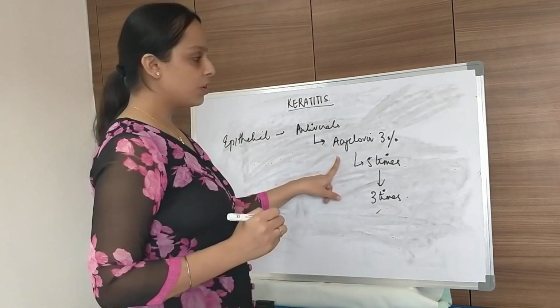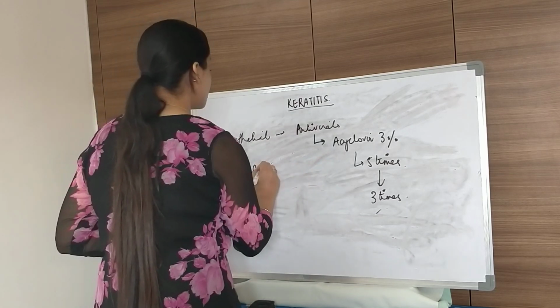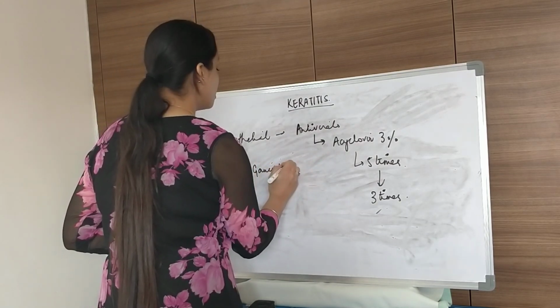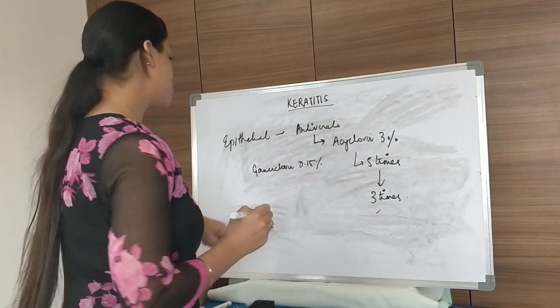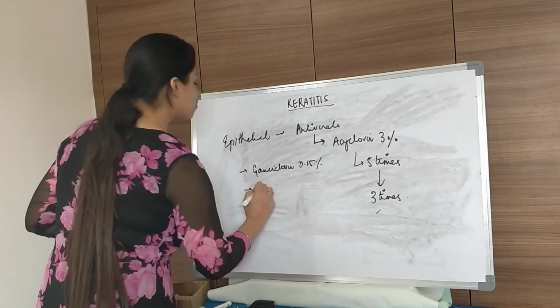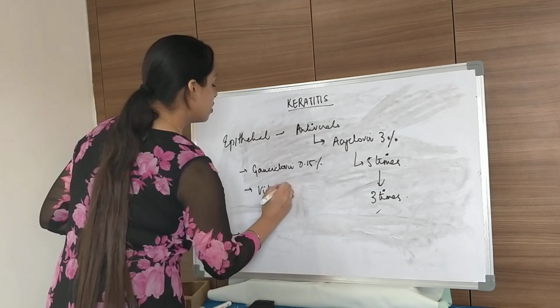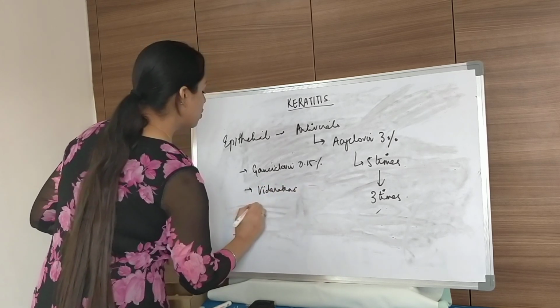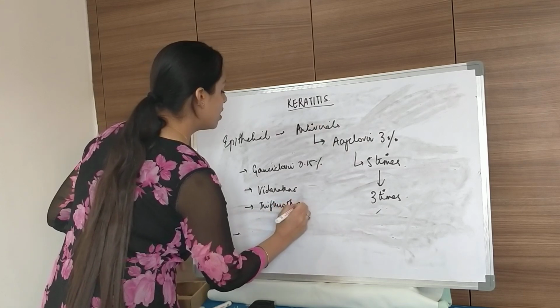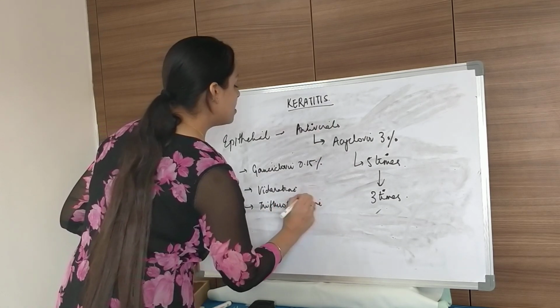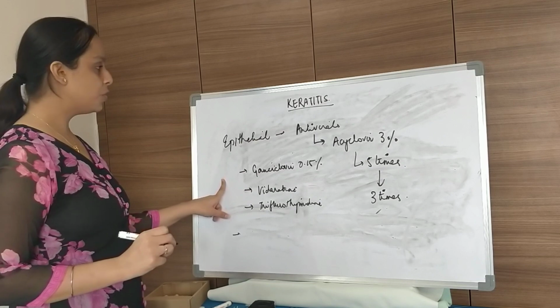So this acyclovir you can give ganciclovir. Okay, this ganciclovir is present as 0.15% preparation. You can give another drug which is called vidarabine. Okay, and you can also give trifluorothiamidine. Okay. So these are the antiviral drugs which can be given to these patients.